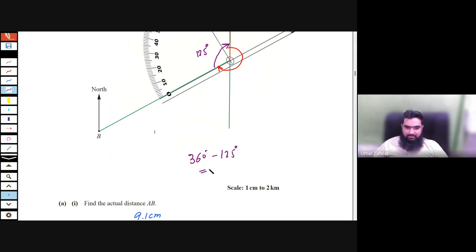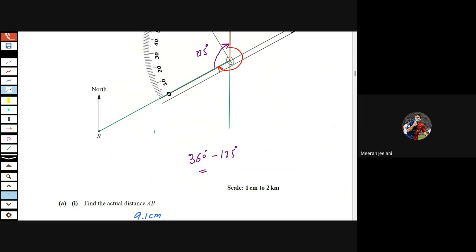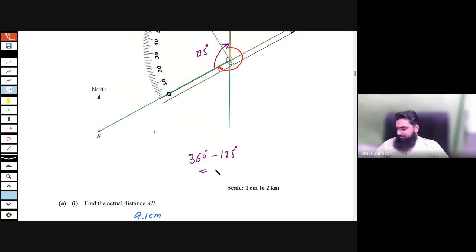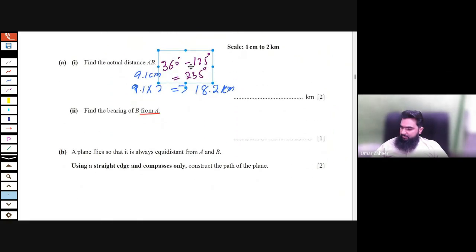So the final answer will be 235. Yes, any question?